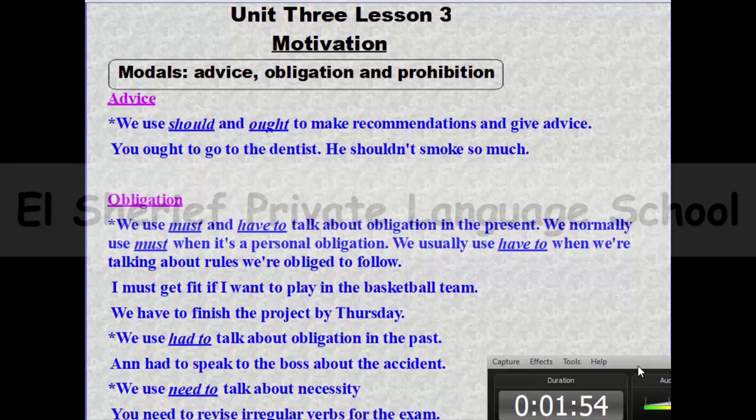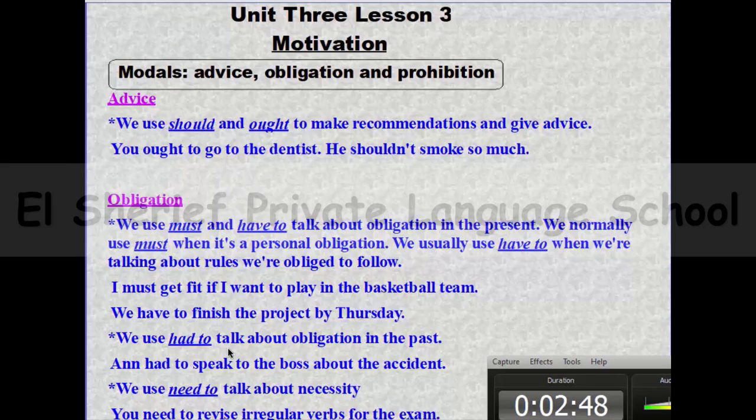So, the speech here is from me: I must get fit if I want to play in the basketball team. But number two, we have to finish the project by Thursday. So, it's a rule. We are obliged to do this task. All the team have to finish the project by Thursday. Not only me, but also all the members of the team are asked to do this task. Okay? This is in the present.